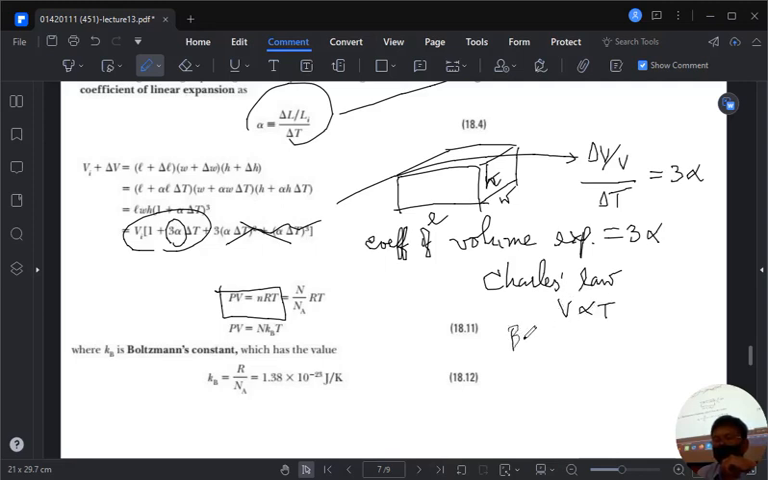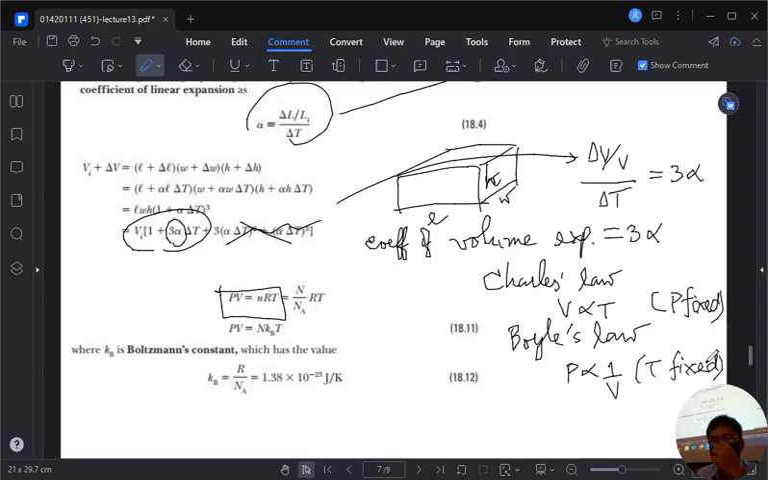We have Boyle's law. Boyle's law, P is proportional to 1 over V when T is fixed, when temperature is fixed. So when we combine them, we get V is proportional to T over P. So PV is proportional to T, right?